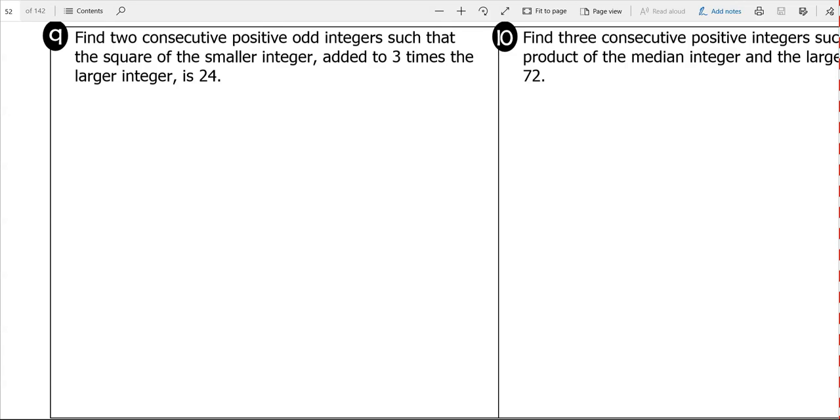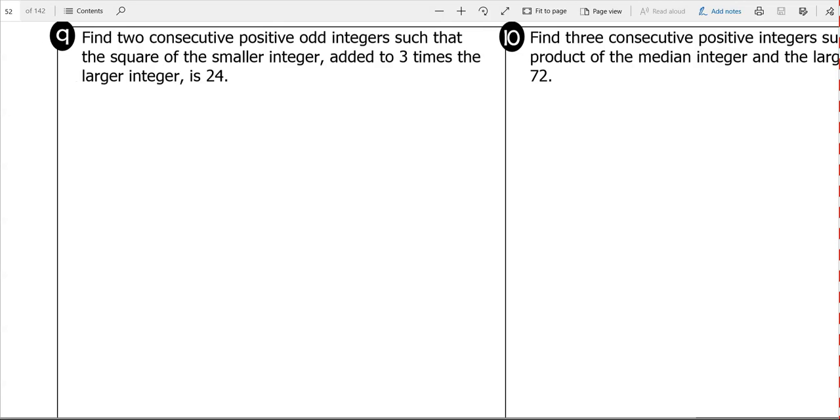So if we look at number 9 here, it says find two consecutive positive odd integers such that the square of the smaller integer added to 3 times the larger integer is 24. I know that sounds like a lot of complicated information to be given, so let's break it down into smaller pieces. First, we are looking for two consecutive positive odd integers, okay?